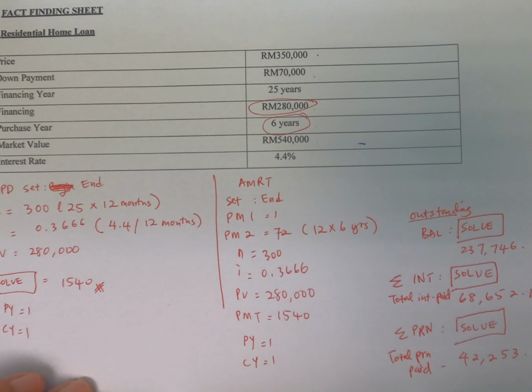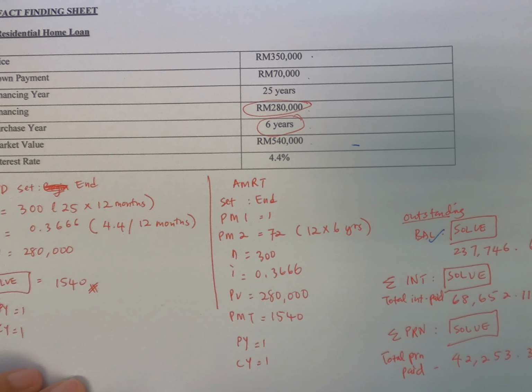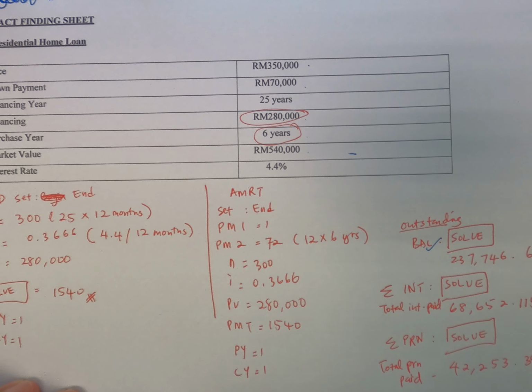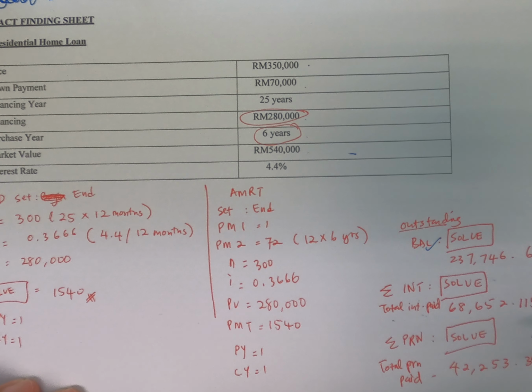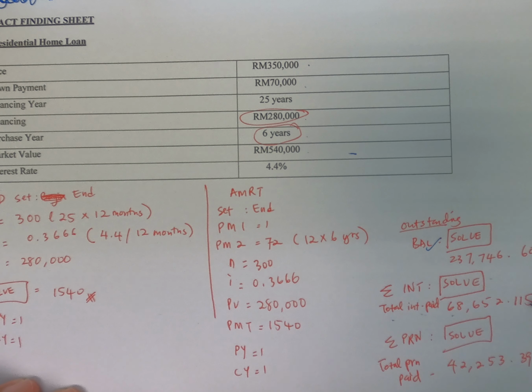And you scroll down, and you can see the balance. This is the outstanding balance function, where you should solve for this, and you can get the value of outstanding balance of 237,746. You scroll down again, and you can see the total interest paid, okay, the sum of the interest paid, and you solve, and you can get the total interest paid as 68,652 for this 6 years. This is the interest paid that you have made over the 6 years period.